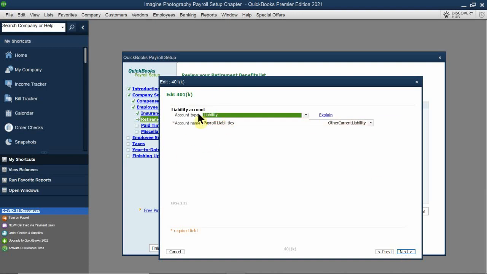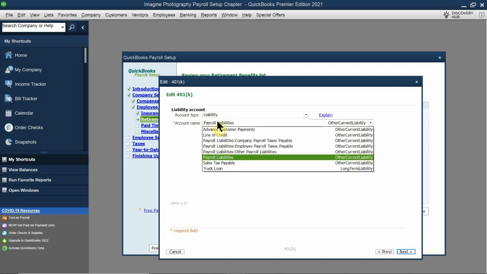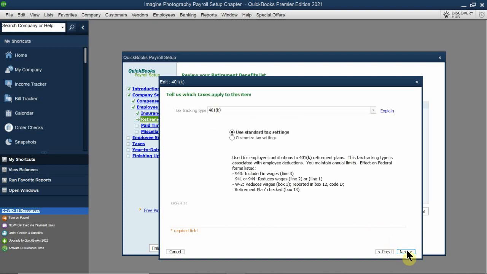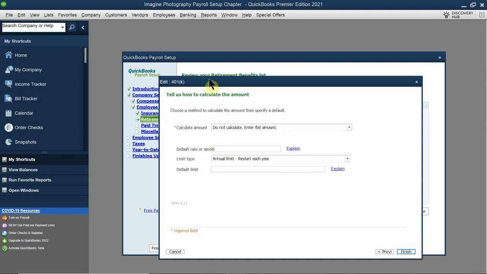Okay, and now we're going to be taking a look at it. It's going to be a liability account, and it's going to be payroll liabilities, other payroll liabilities. And then I'm going to click next. So now this is set to the standard taxes. So now this is how I'm going to be setting up how much the employee can put into their 401k plan. So in this case, I am going to calculate it.